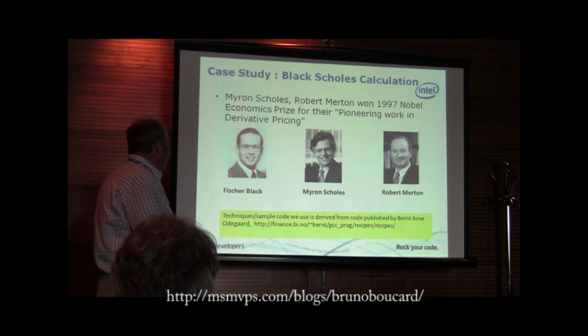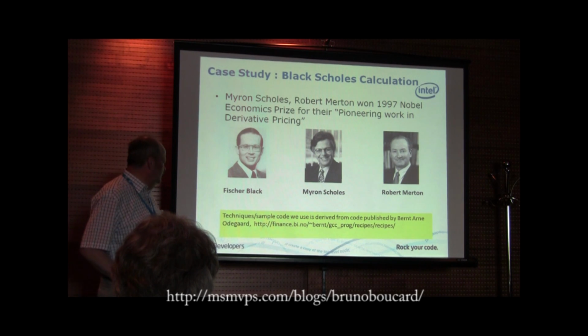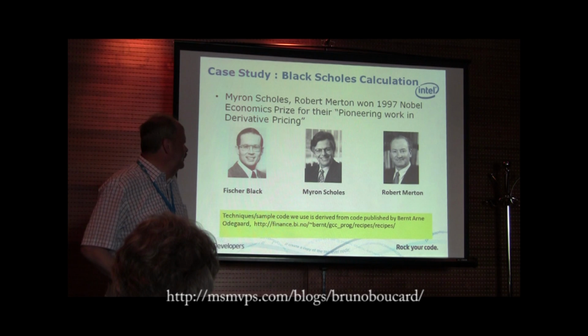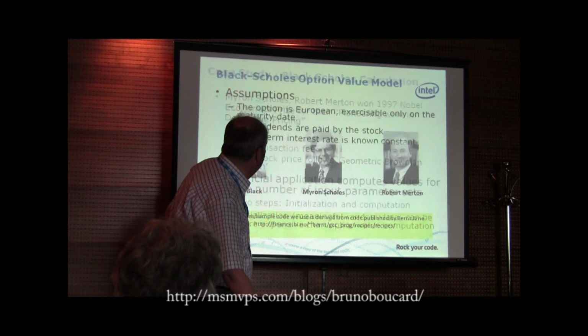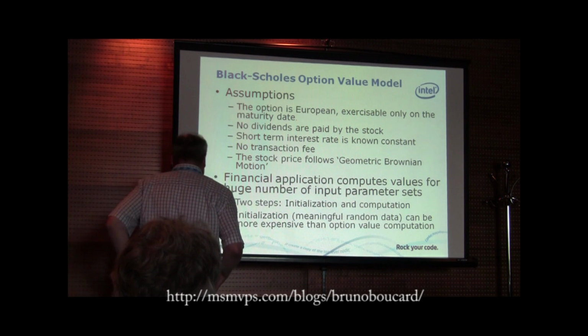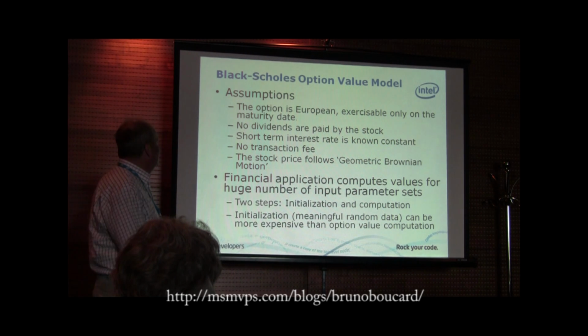And I took a code, or we took a code here from this website. It's financial receipts, I think. So you will get the slides, and then you can go there and look for the original code. Probably looks a little bit different, but the main ideas are the same. And I don't want to go into detail of the financial mathematics here, but it's the basic stuff here.